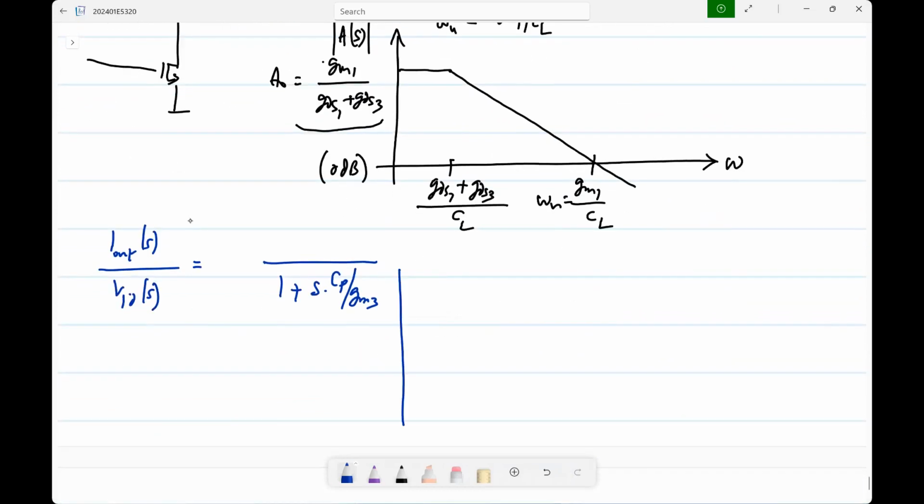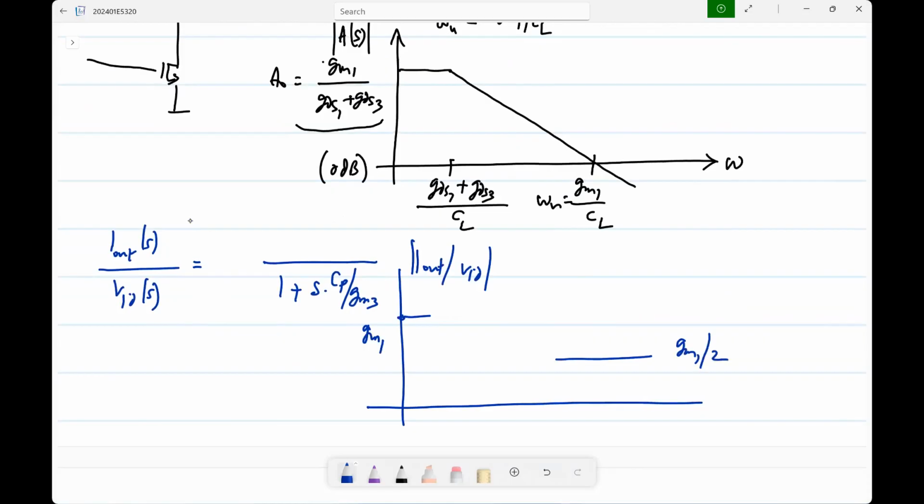So now, what did we say? At low frequencies, I out by VID, what was it? GM1. At very high frequencies, GM1 by 2. If it has to be like this, what kind of transfer function do you need to have? One pole and one zero, right? That's the only way you're going to get these two flat areas.